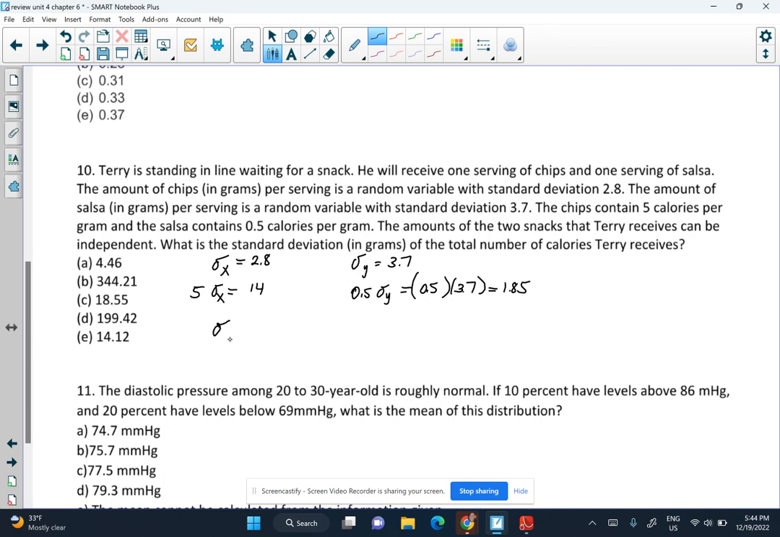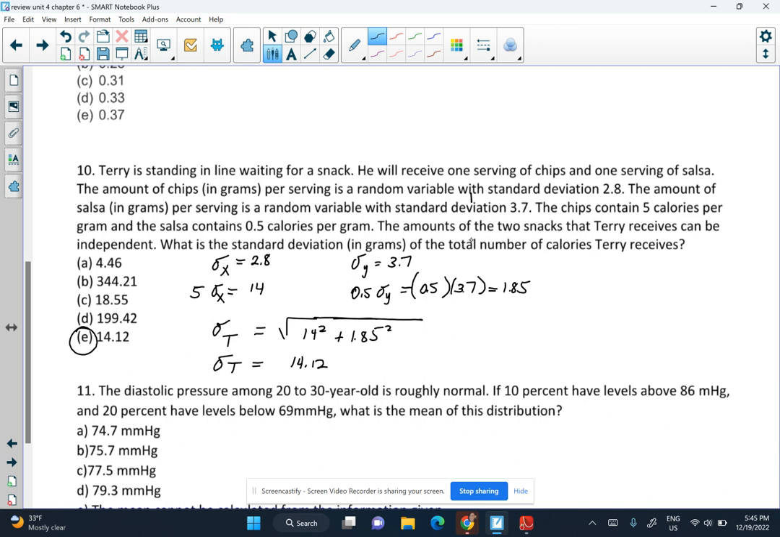So now when I want the total caloric content, that's for a serving of chips and a serving of salsa, I would sum the squared standard deviations, which is really the sum of the variances. So 14 squared plus 1.85 squared, and the square root of that gives me 14.12, which is the answer.